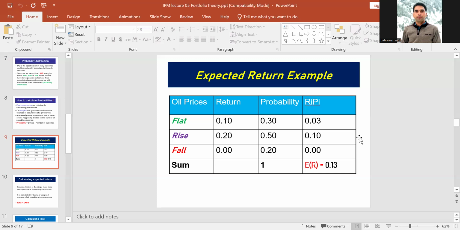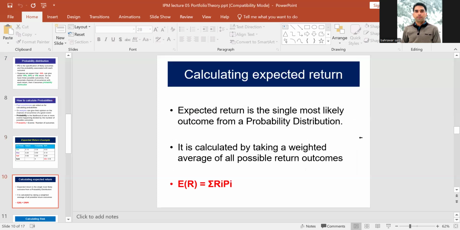You should also note that the expected return is not guaranteed, it is an average outcome. So the expected return formula is the summation of the individual returns multiplied by their probabilities.